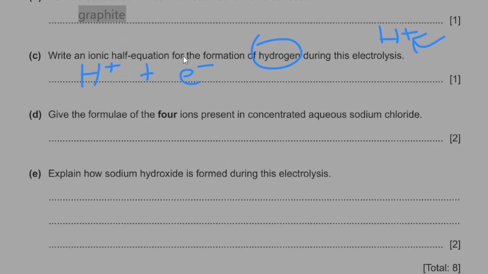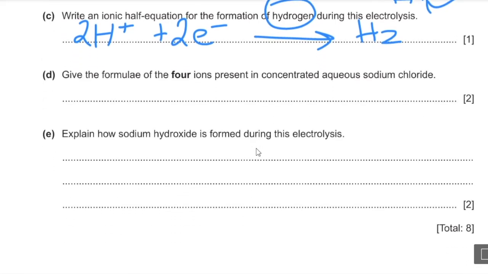So here we only have 1 electron, which gives hydrogen, but hydrogen always exists as a diatomic molecule, and that means to form this diatomic molecule we need to have 2 hydrogen ions in the first place, and so we need to add 2 electrons, 1 for each hydrogen ion.